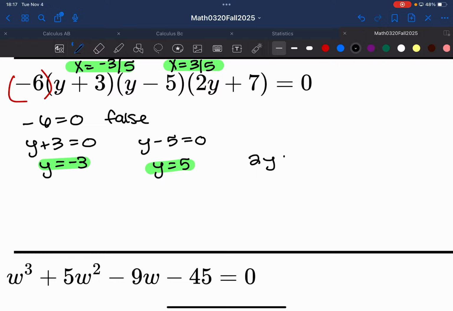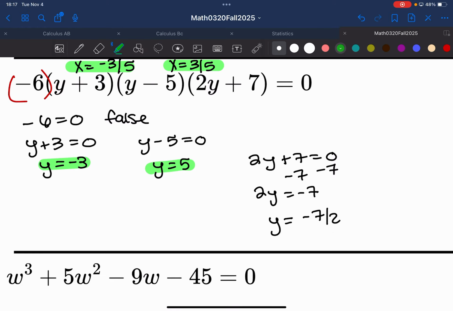Then I have 2y plus 7 equals 0, and what would be my first step to solve that? Minus 7. And so I get 2y equals negative 7. Divide by 2, so y is equal to negative 7 over 2. We leave it as a fraction, which means this equation has how many solutions? 3 solutions. Okay.